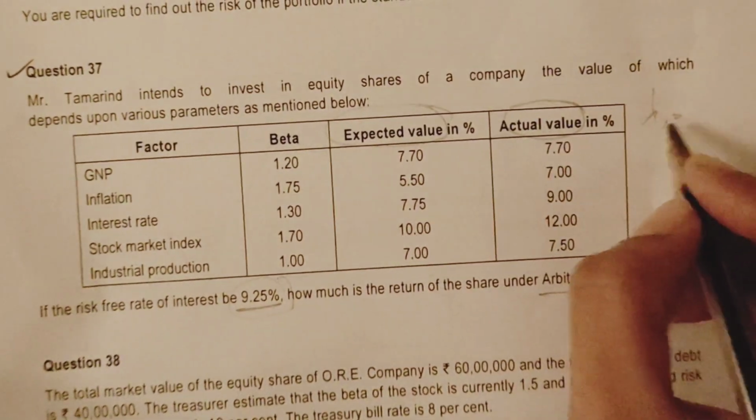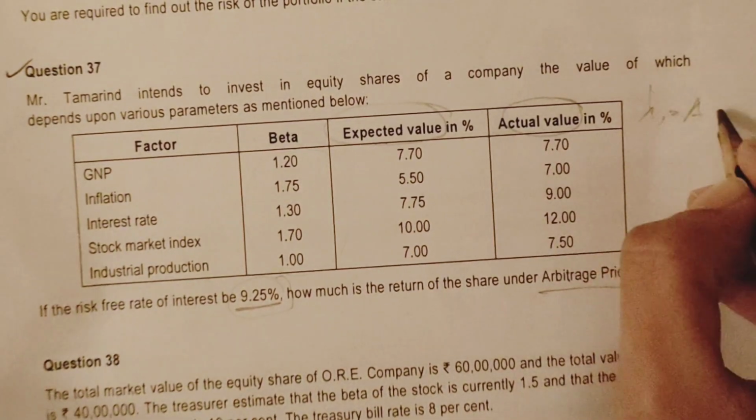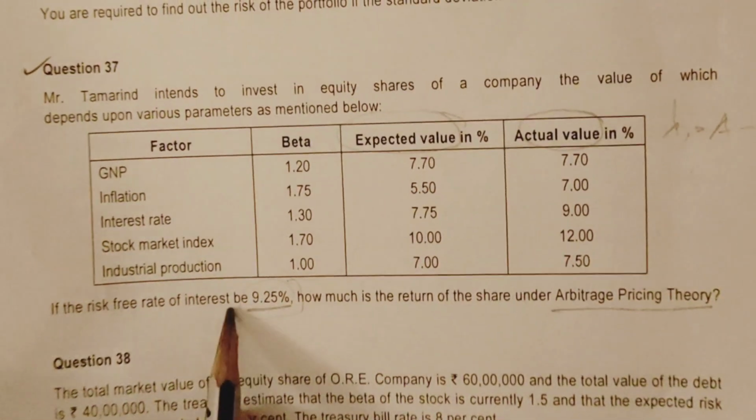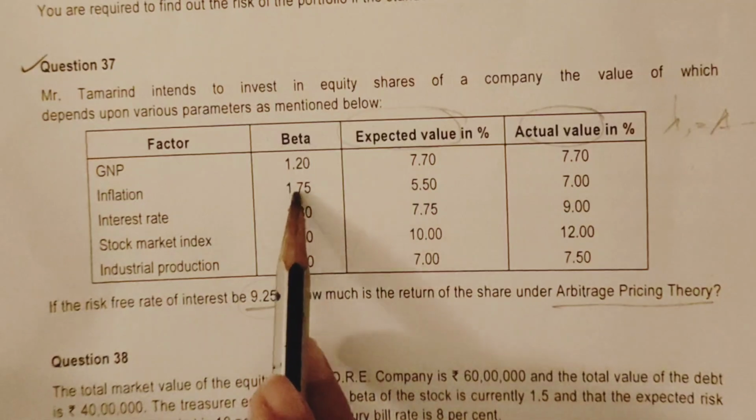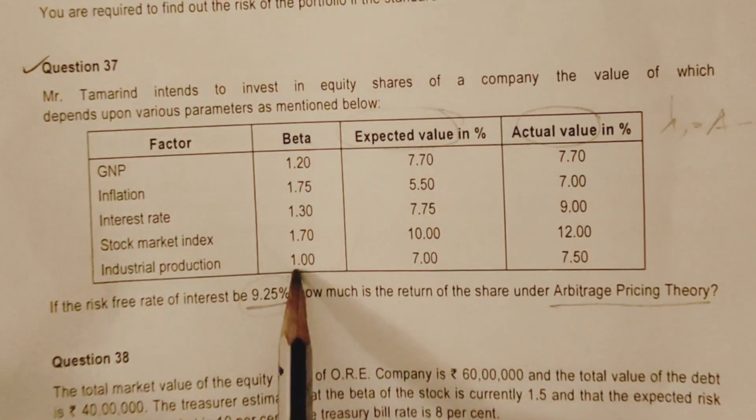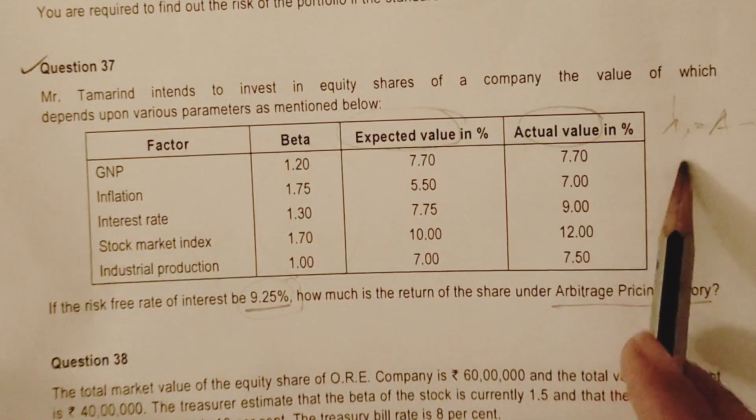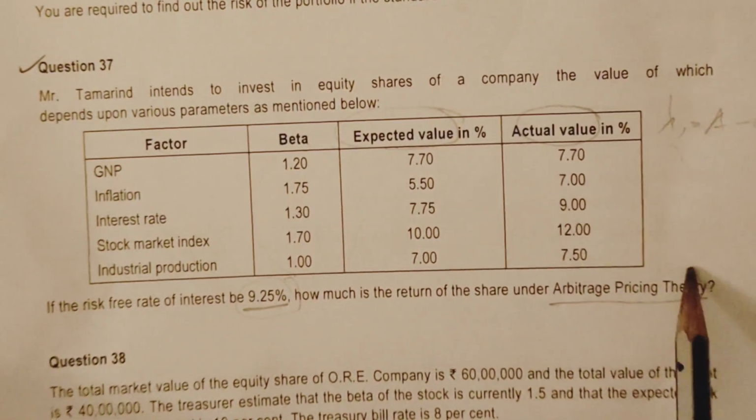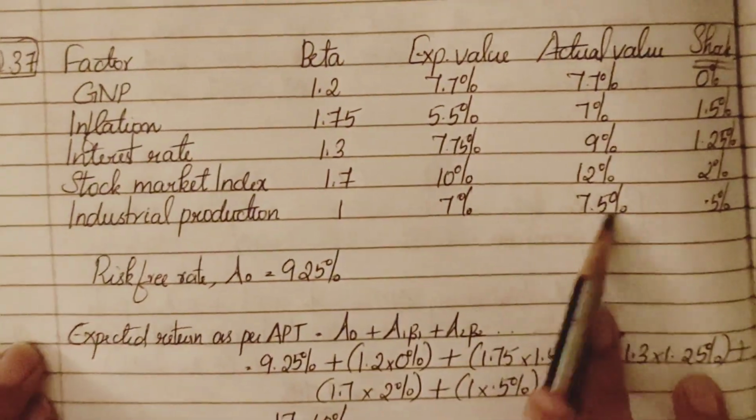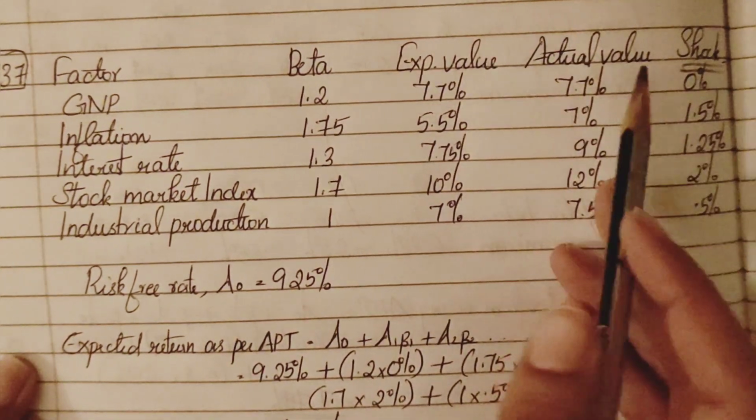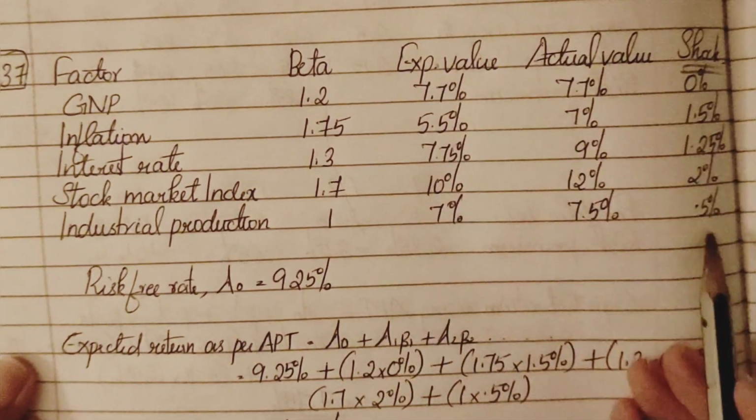So lambda എന്ന് പറയുന്നത് ഷോക്ക് എന്നും പറയാം. Actual value minus expected value is lambda. So we know lambda 0, we know beta 1, beta 2, beta 3, beta 4 and beta 5, and actual value minus expected value, you will get lambda 1 to 5. Okay, so beta, then expected value, actual value, shock അല്ലെങ്കിൽ lambda is equal to actual value minus expected value.